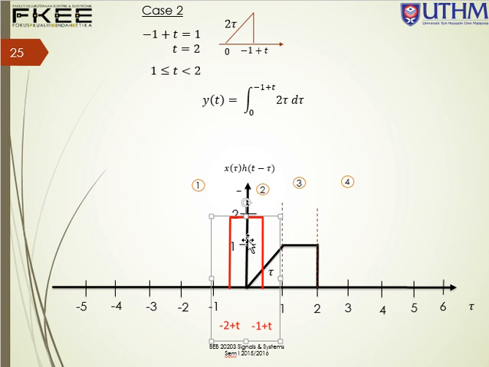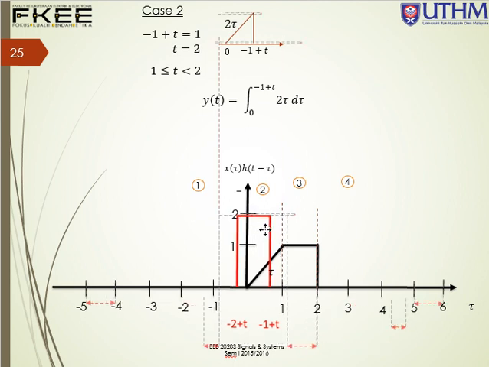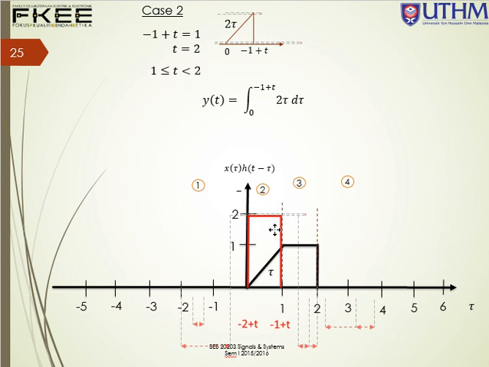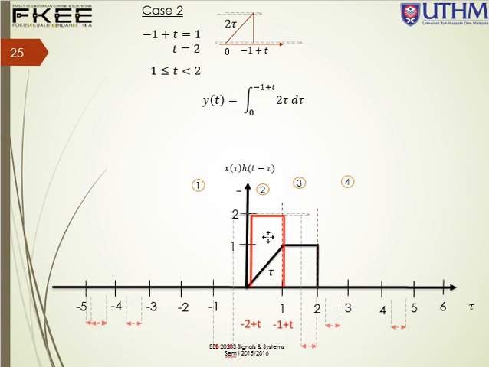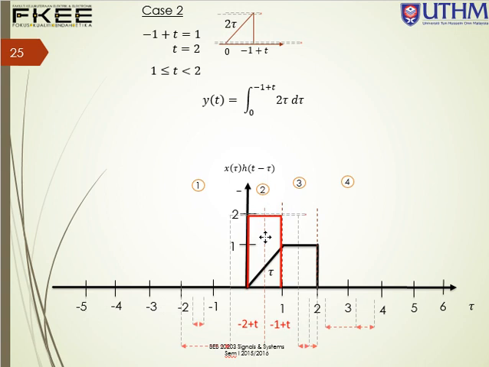Okay, so when the signal covers 2 sections over here, this only happens when you have minus 1 plus t equal to 1 only, or your tau value equal to 1. And then after that it will be in section number 2.